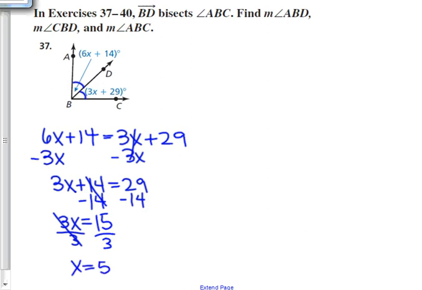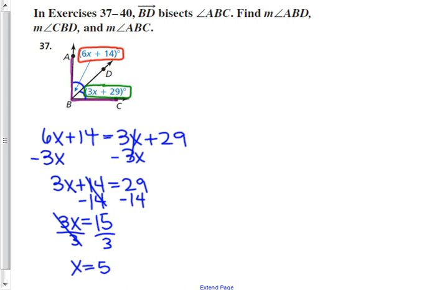Alright, so I'm not done. I just figured out what my x value was. Now it wants me to plug stuff in. It wants me to find this expression with x plugged in to get this angle. And then it wants me to get the entire measure of ABC. It wants me to get this entire thing with x plugged in.